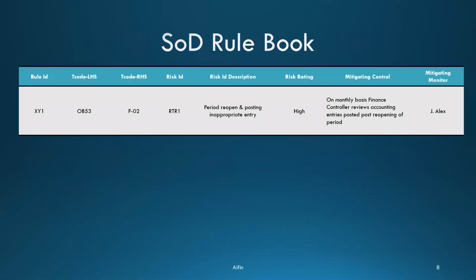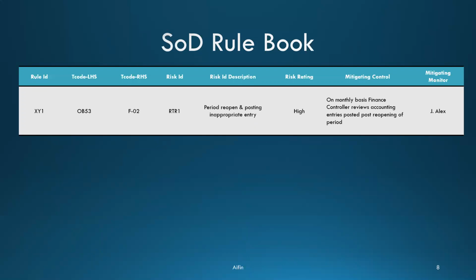And this typically is the kind of report which we can get to analyze better. For example, in this you can see there is a specific rule ID which has a combination of LHS and RHS, which is left hand side and right hand side, OB53 and F-02. OB53 is basically the transaction code to reopen the period. Anyone can reopen the closed period. Let's say, sitting in the month of September, if you want to reopen the period of April because you want to do some accounting entry, it's a very sensitive T code. So if the authorization for that T code is with any person in combination with posting of accounting entry, these two create an SOD conflict.